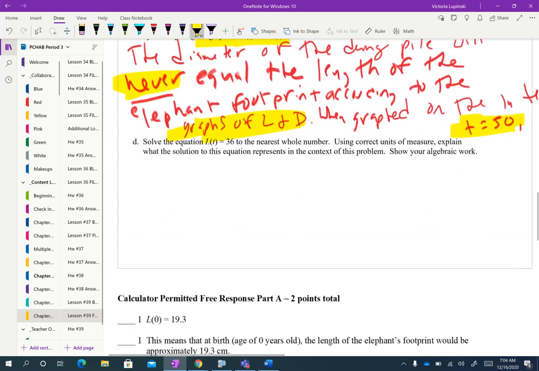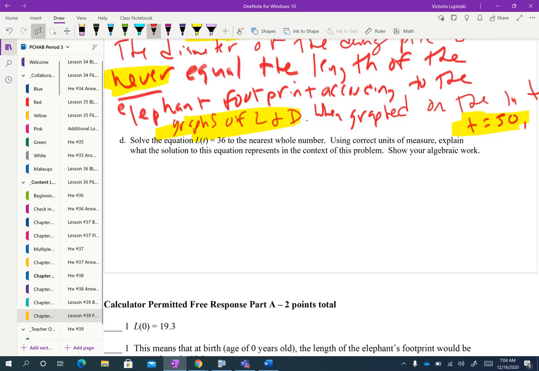Last but not least, solve the equation L of t equals 36, and solve it to the nearest whole number. The normal convention is to round to 3 decimal places unless otherwise noted, so here's a place where it's otherwise noted. You have to use the correct unit of measurement, explain what it means in the context of your problem, and make sure that you are showing your work.